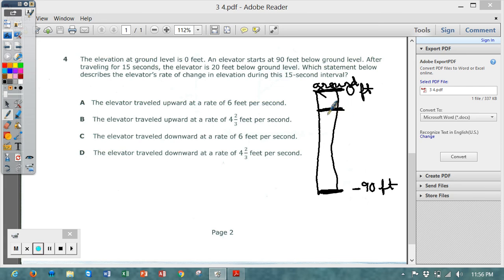So it's very close to ground level, but it's still underground. So it's negative 20 feet now. So it started here and it went up, and it took 15 seconds. And so it's a change of 70 feet. Now, it's asking for which statement describes the elevator's rate of change during that 15 seconds. So they're asking for this time period right here where it went up 70 feet in 15 seconds.